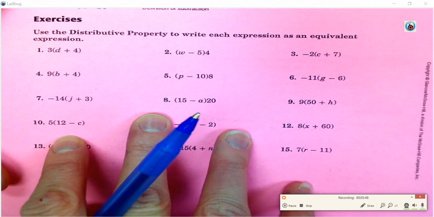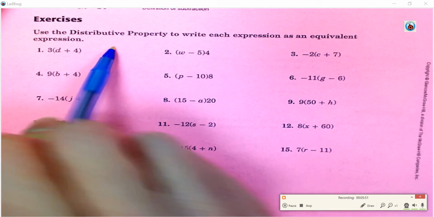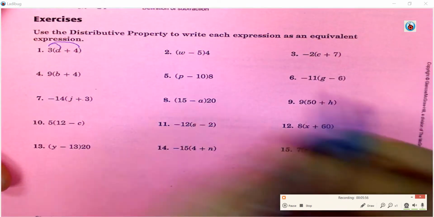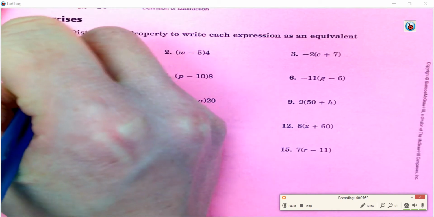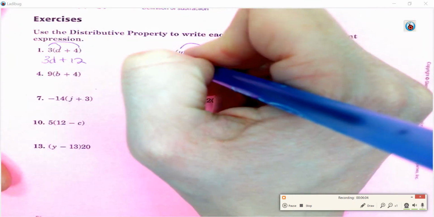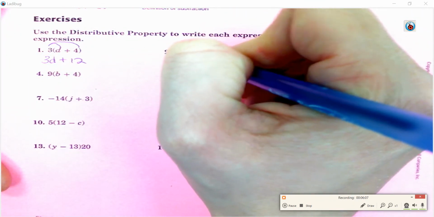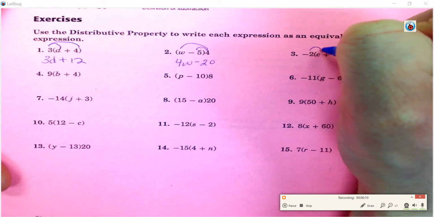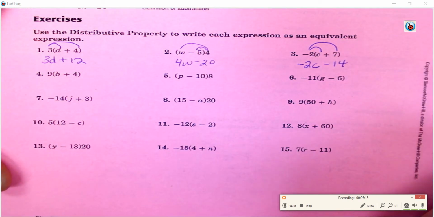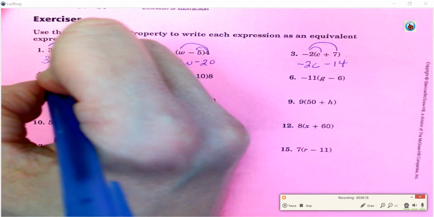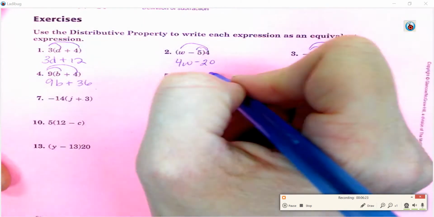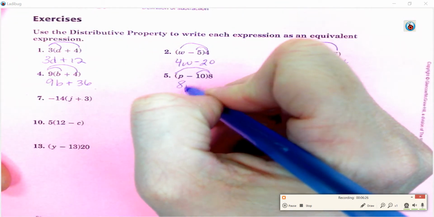So for this step, use the distributive property, which means we're going to multiply, to write each expression as an equivalent expression. 3 times d and 3 times 4. So 3 times d is 3d, 3 times 4 is 12. 4 times w, 4 times negative 5. 4 times w is 4w, 4 times negative 5 is negative 20. Negative 2 times c and negative 2 times 7, so negative 2c and negative 14. 9 times b, 9 times 4, 9b plus 36. 8 times p and 8 times negative 10, 8p minus 80.